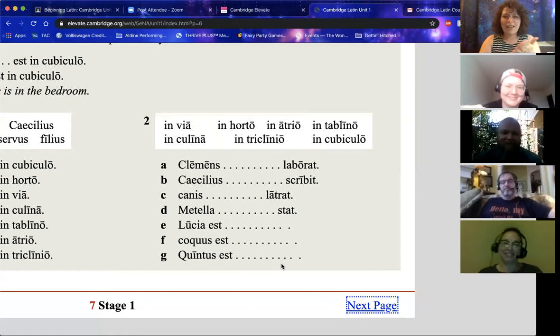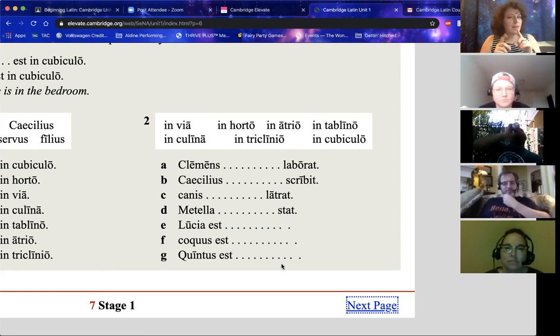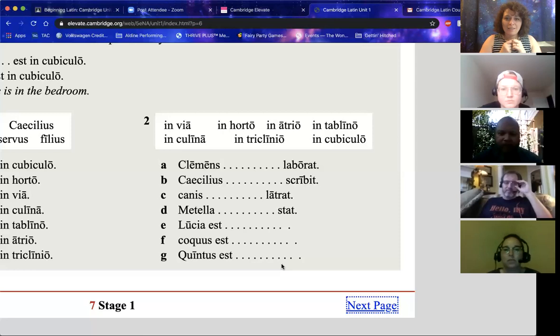All right, so Clay, let's start with A. Clemens blank laborat. Clemens in cubiculo laborat. Very good, and that links up to what we saw before, but now he's not just in the bedroom. What is he doing there, Clay? Working in the bedroom. Very good. Let's give this one to Heather. B, Caecilius blank scribit. Ooh, this one's not the same as before. Caecilius in tablino scribit. And what is he doing in the study? He's writing. Very good.